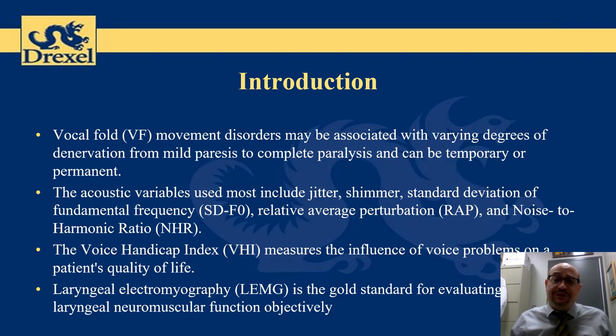Vocal fold movement disorders may range from mild paresis to complete paralysis and can be temporary or permanent. Acoustic variables used most include jitter, shimmer, standard deviation of fundamental frequency, RAP, and NHR, or noise to harmonic ratio. Voice handicap index measures the influence of voice problems on the patient's quality of life. Laryngeal EMG is the gold standard for evaluating laryngeal neuromuscular function objectively.